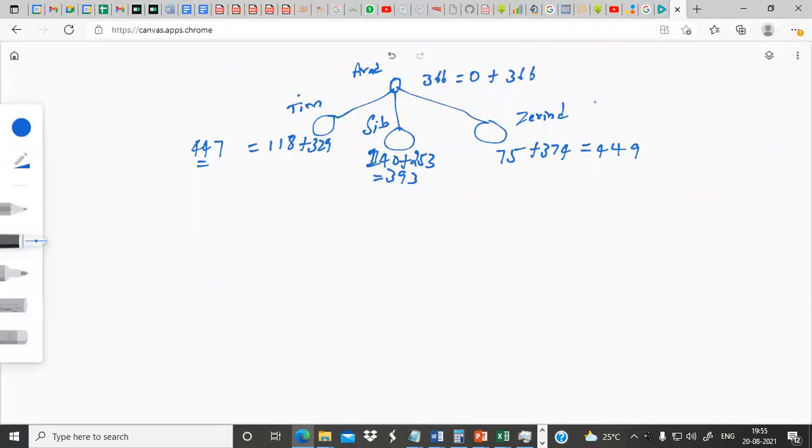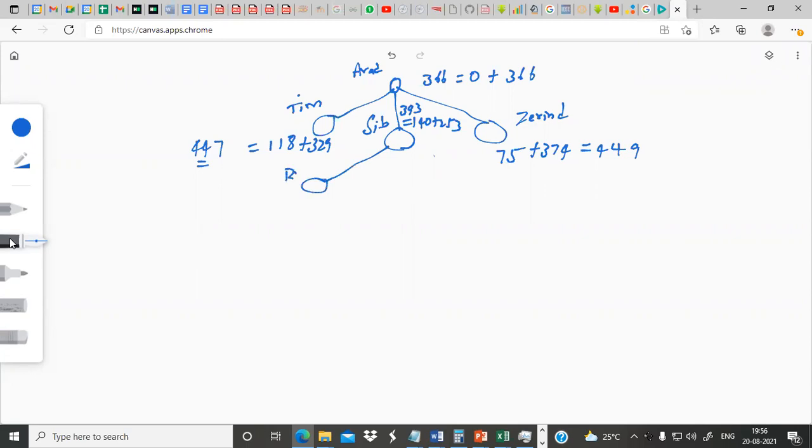So from CPU, I will write this here. Just we got here 393. How we got this 393? This is nothing but 140 plus 253. So with that we got 393, and that is the cheapest cost so far available. So we are going to explore CPU further. When you explore CPU further, there are four possibilities we have.